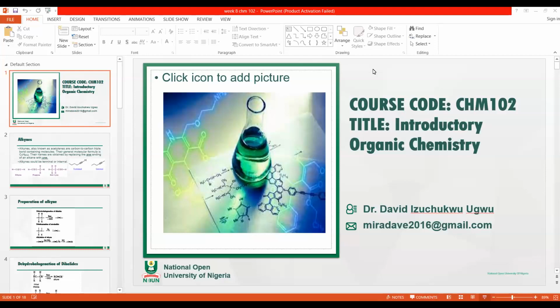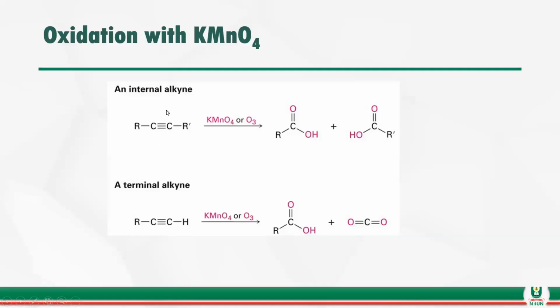We are still here. So like I was saying, for terminal alkynes like this one, you can see the two products, because when there is breakage of the dicarbonyl here, this other one will just form carbon dioxide, while the other part will now form a carboxylic acid. That is for terminal alkynes. But for non-terminal alkynes, you form 2 molecules of carboxylic acid.